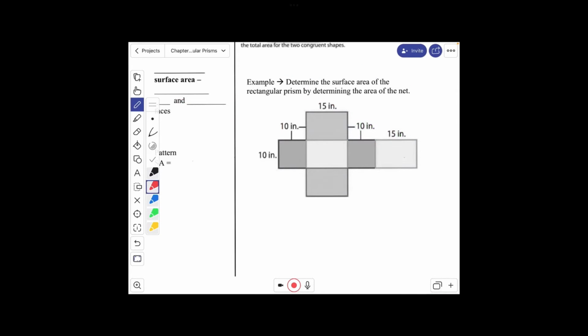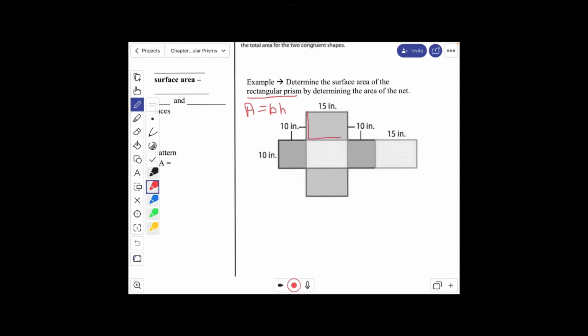Okay, let's try this example. They've already shown us a net, so that's a box unfolded so we can see all of the faces. And as you can see, all of the faces of this rectangular prism are rectangles. So we need the formula for area of a rectangle. That would be base times height. So to find the area of each one of these rectangles, I'm going to multiply the base times the height.